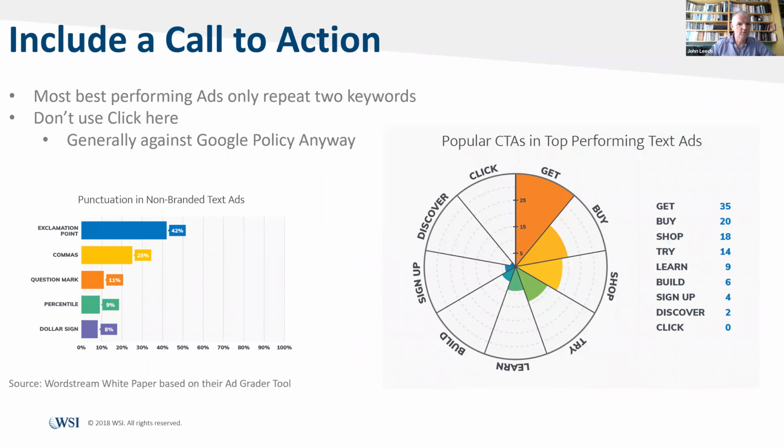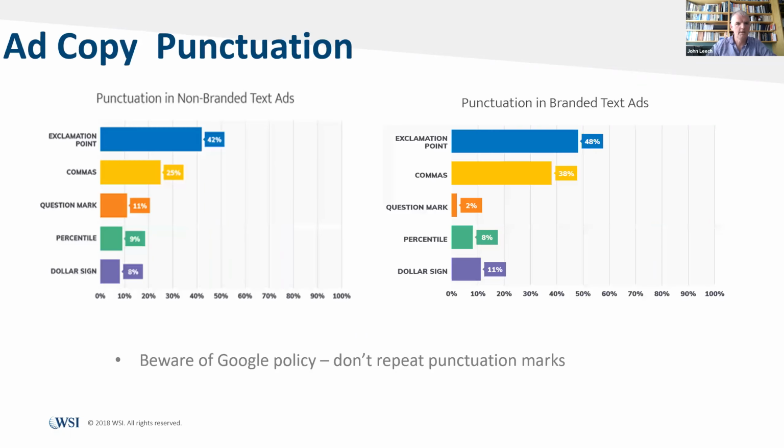What we suggest when you're writing ads is to include a call to action. Don't use "click here". That's generally against Google policy anyway, and you don't need it. People will click on the ad. Some of the calls to action that work are buy, shop, try, learn, depending on what sort of business you are. You have to ask for the business, so order online now, those types of headlines and descriptions are all important in your overall ad.